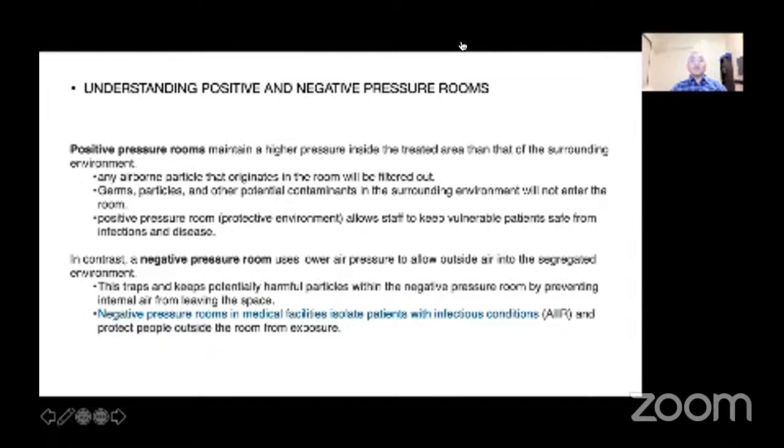Well, in case of a negative pressure room, it uses lower air pressure inside that particular area, and then the surrounding air can go into the negative pressure room. The advantage of this is that it traps and keeps potentially harmful particles within that negative pressure room. So infected patients are kept in the negative pressure room, which will isolate the patient and prevent infection to the surrounding area and surrounding personnel.